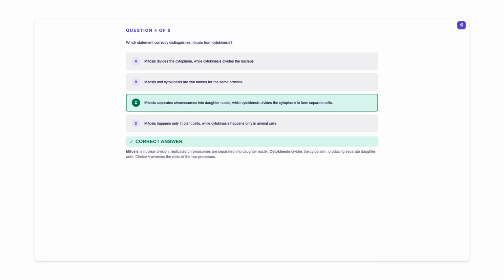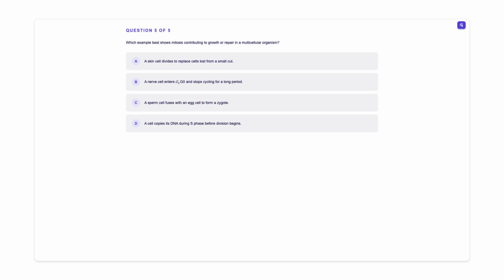Mitosis is nuclear division. Replicated chromosomes are separated into daughter nuclei. Cytokinesis divides the cytoplasm, producing separate daughter cells. Choice A reverses the roles of the two processes. Which example best shows mitosis contributing to growth or repair in a multicellular organism?